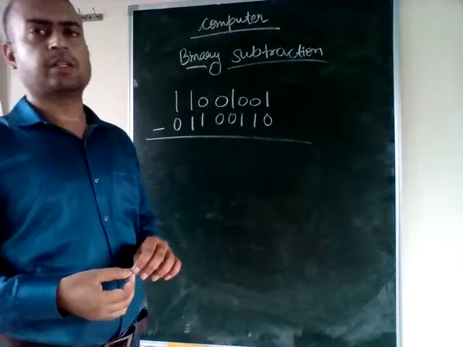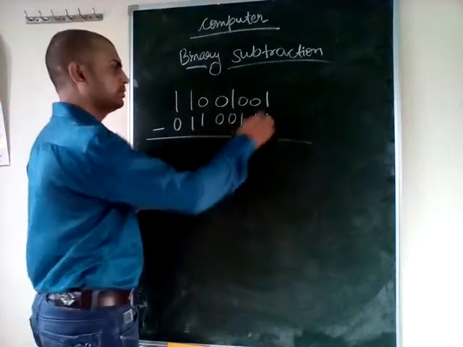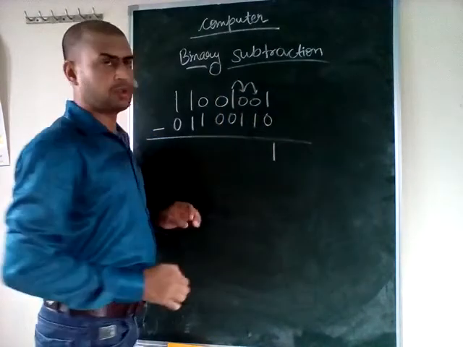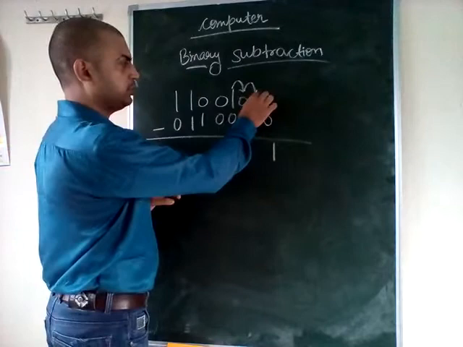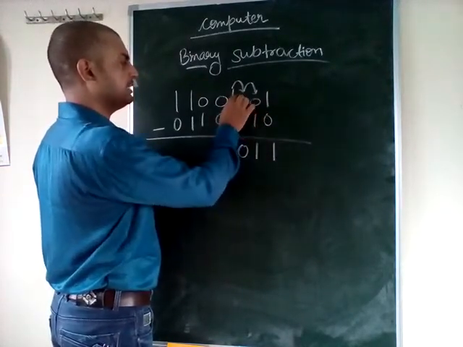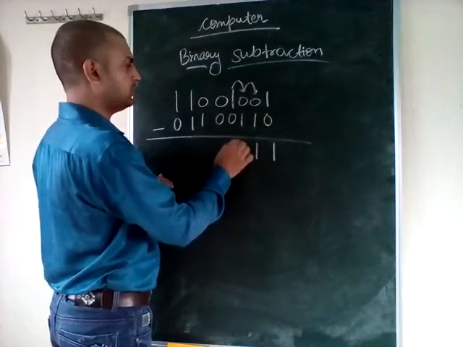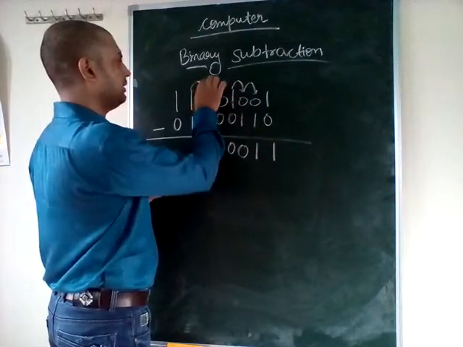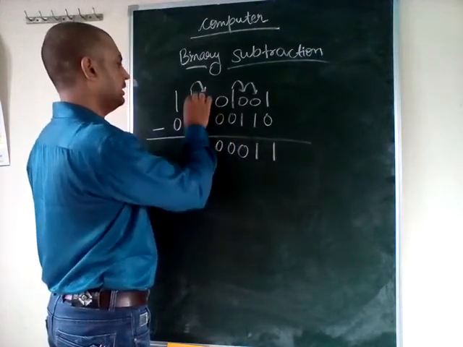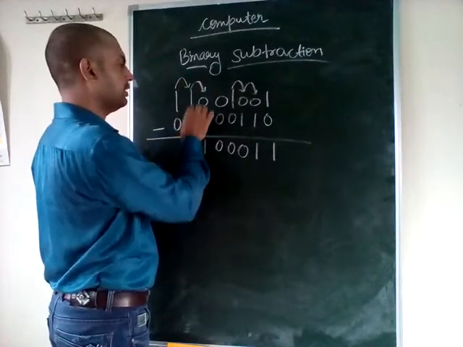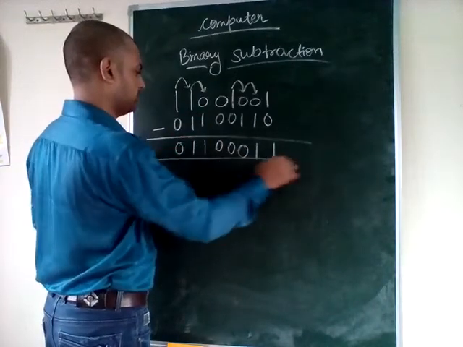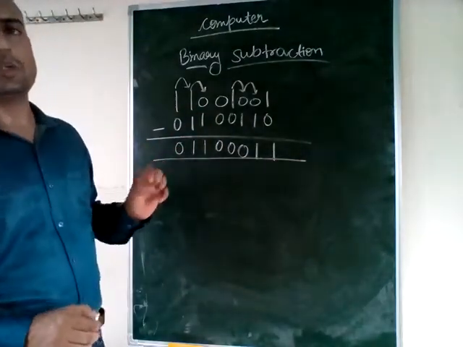Now in this question, 1 minus 0, 1. Then we will borrow the number, so it will be 2, 2 minus 1, 1; 1 minus 1, 0; and here it is 0, 0 minus 0, 0. Here again we will borrow the number, so 2, 2 minus 1, 1; here it is 0, so again we will borrow the number, 2 minus 1, here it is 1, and it is 0, so it is 0. Now note down the answer of this question.